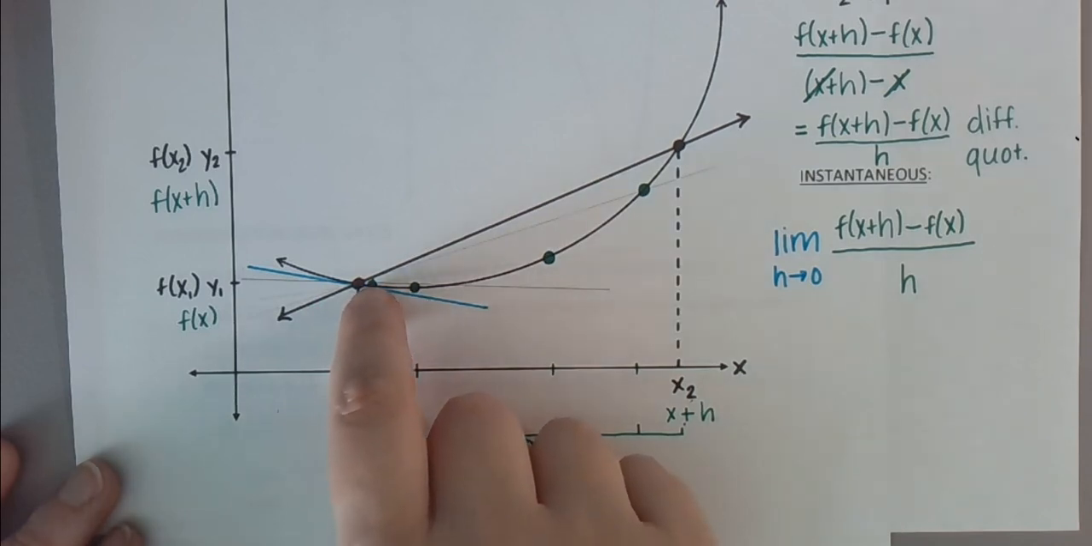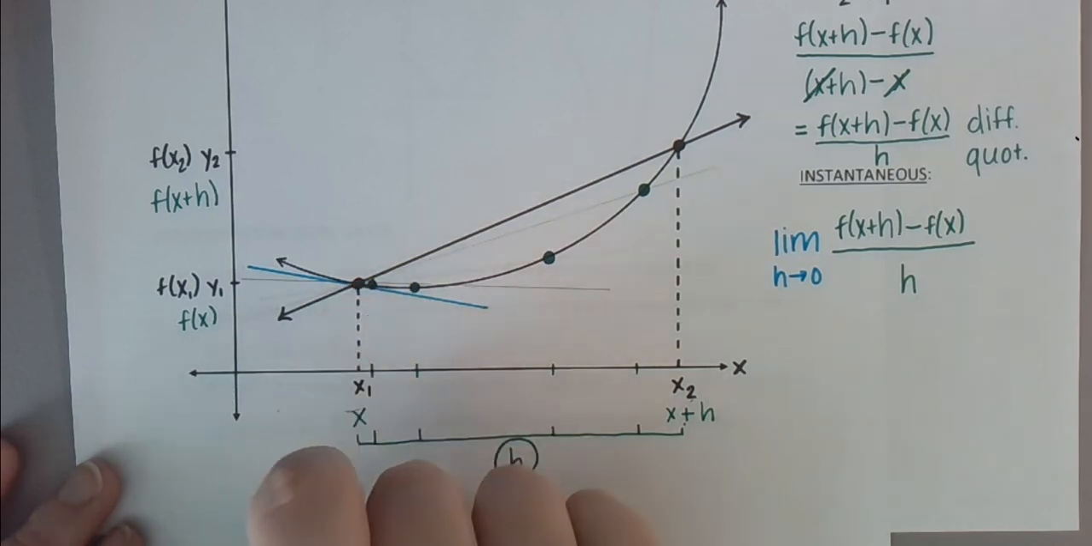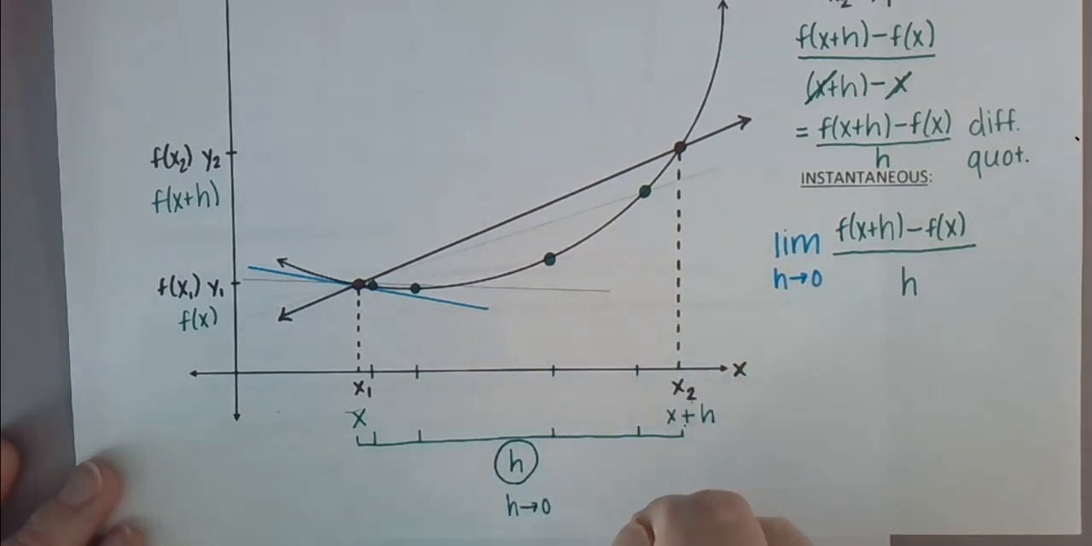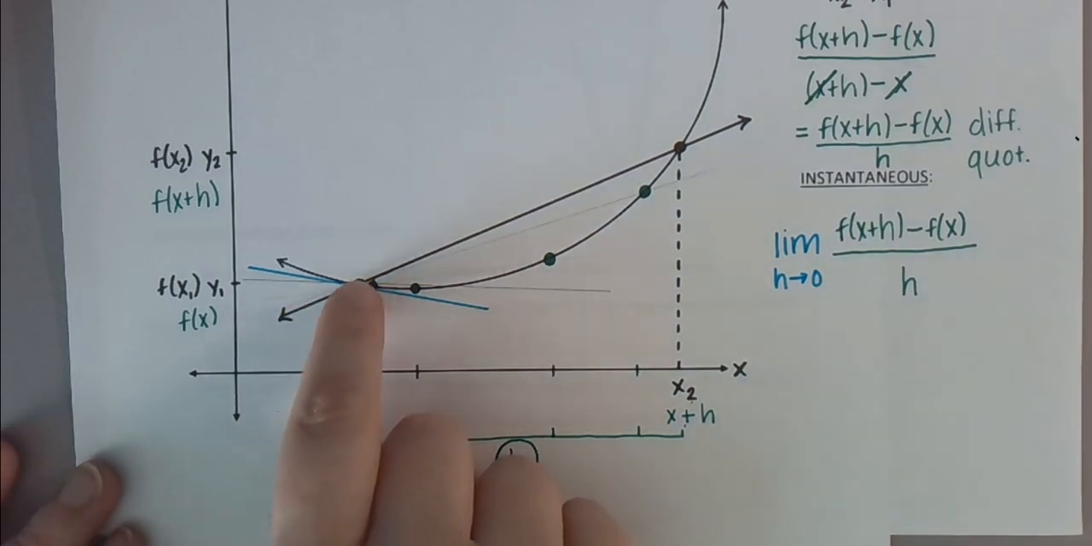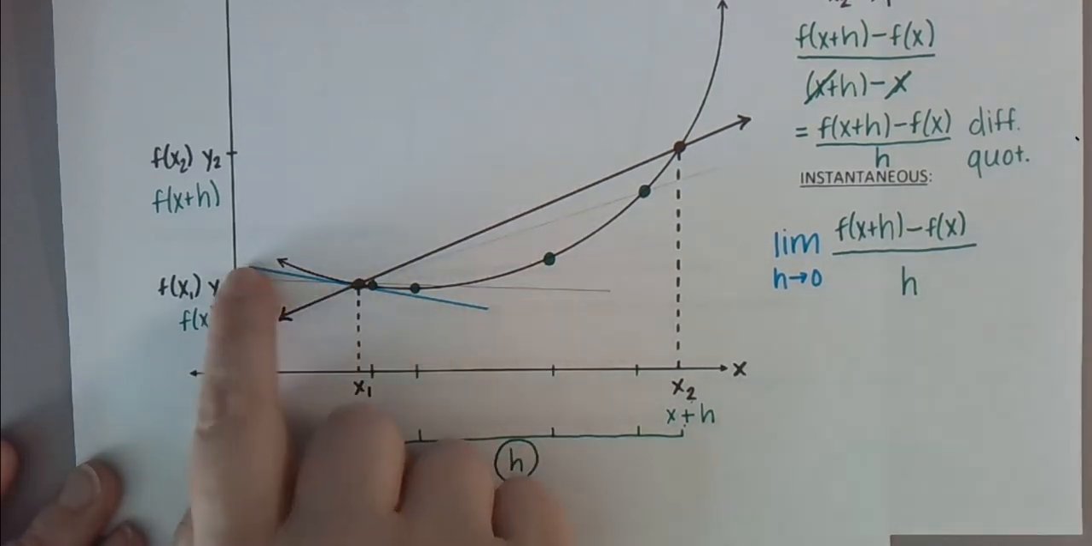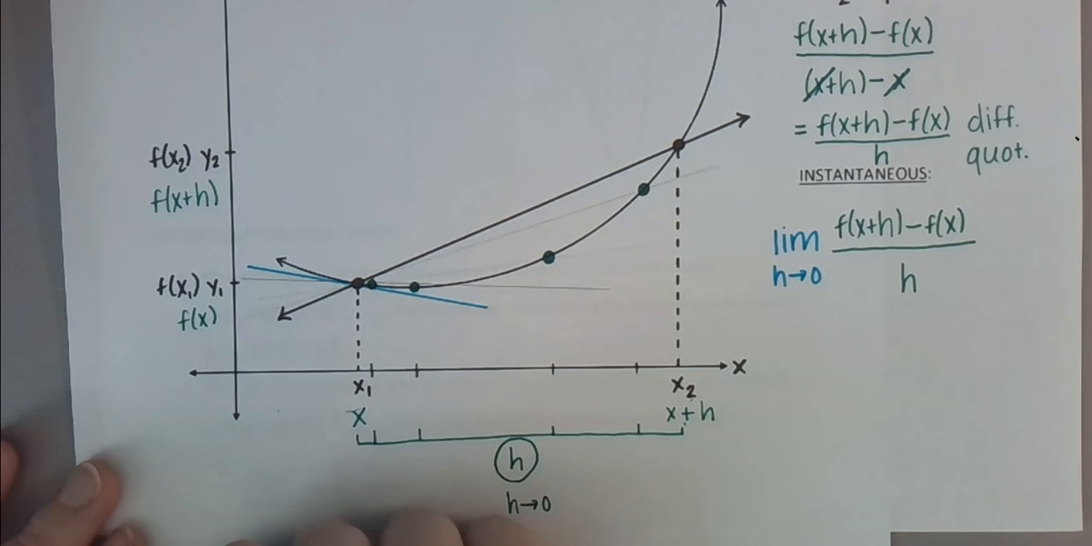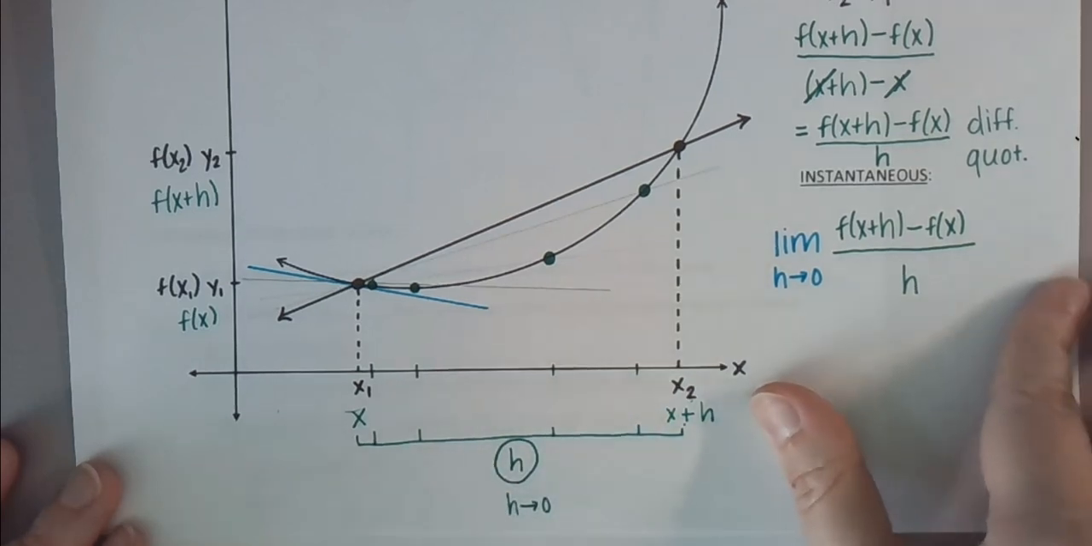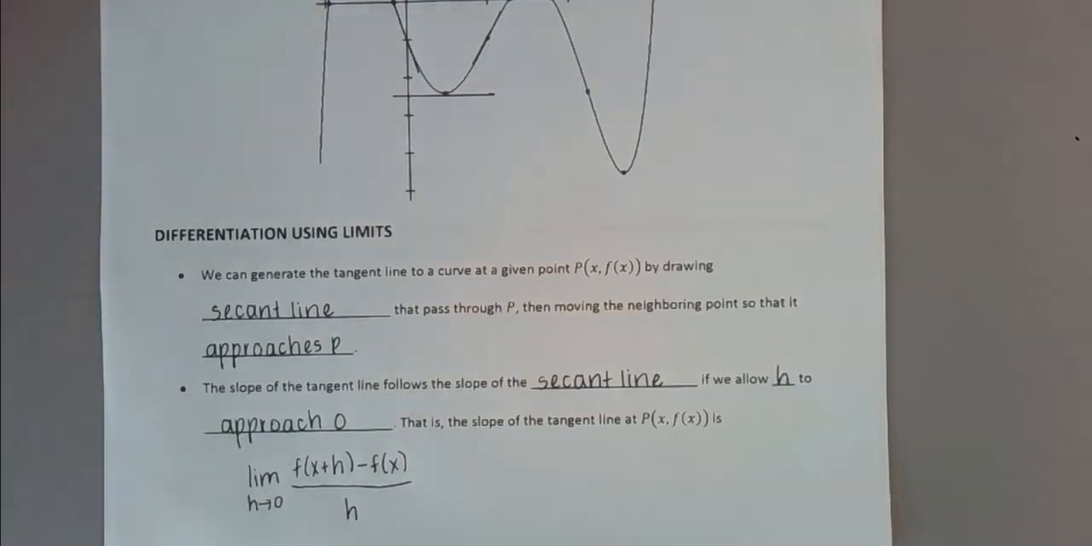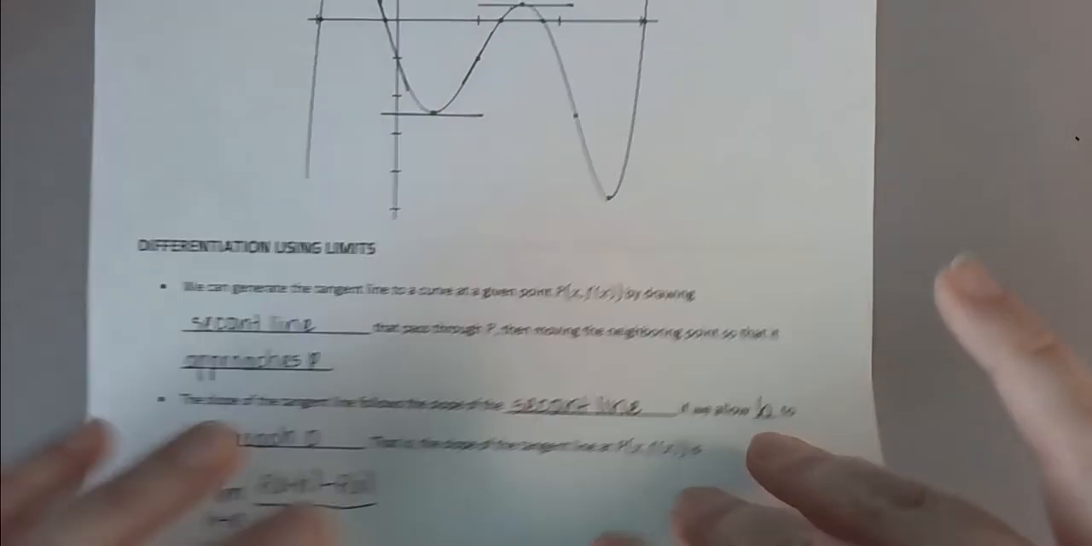So the idea is if we take another point that's really, really close to that particular point, an infinitely small distance away, allowing that distance, that value of h, to approach 0, then we get so close to the actual tangent line that for all intents and purposes, the secant line and the tangent line look the same, just because the 2 points are so close together. So that's the general idea for calculating the slope.